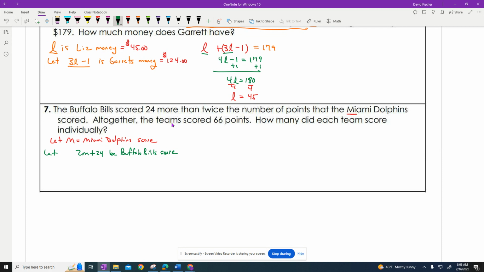All right, let's see, all together, so that means we're going to add. The team scored 66 points. How much did each team score individually? So all together would mean equals 66, and we're going to add. I don't know the Miami Dolphins, but I do know 2M plus 24 is the Buffalo Bills, and once again, let's get these together and solve for the M.